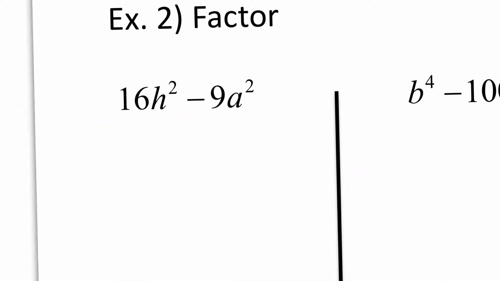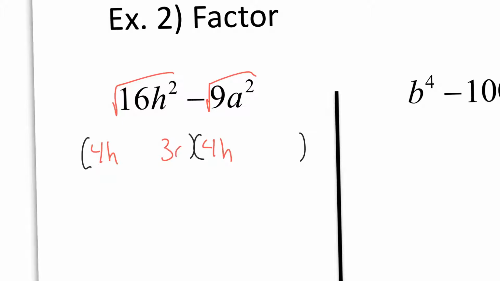All right, so let's try when you have two different variables. Same idea, same concept. I am looking at the numbers, the terms 16 and 9, those are perfect square numbers. There's a minus in the middle, so we do have a difference of squares. I am going to make my two binomials here, and I'm going to take the square root of 16h squared. That's going to be a 4h and a 4h. I'm going to take the square root of 9 with the a squared. So the square root of 9 is 3, and I'm going to put 3a and 3a.